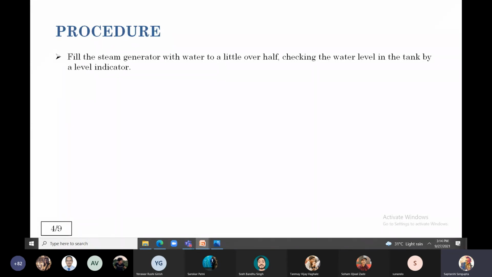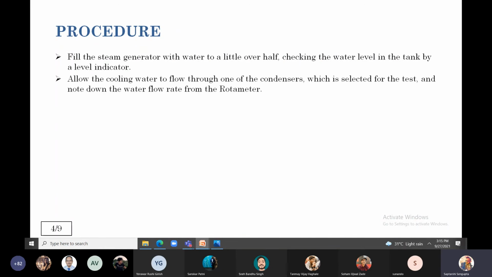So if it is exposed to air, it might burn itself at a high voltage. So we need to ensure that the coil remains submerged throughout the entirety of our experiment. So for that we need to fill the steam generator to a little over half, to almost 3/4 of the volume. The next step would be to start the pump and allow the cooling water to flow, and we use the rotameter to measure the flow rate. Usually we use flow rates between 20 to 40 cubic centimeters per second for our experiments.